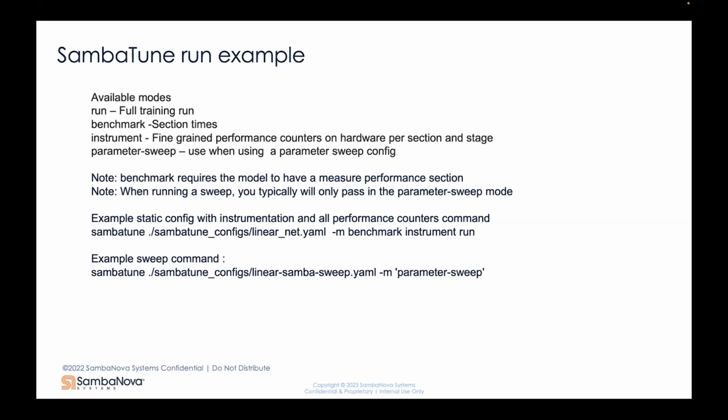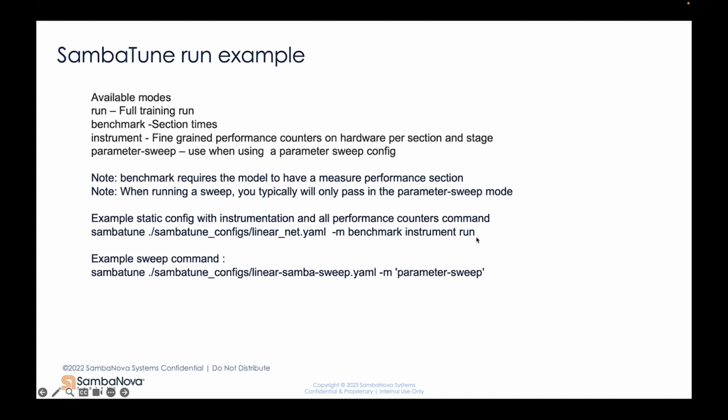Let's say I have my configs sitting underneath a folder called SambaTune configs. It's SambaTune, configs pointing at the YAML file, -m. Here I'm telling it to do benchmark, instrument and run. And then if I look at my sweep command, linear Samba sweep YAML, I'm passing it the mode flag of parameter sweep.